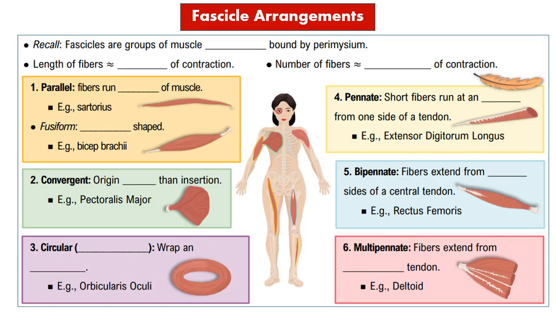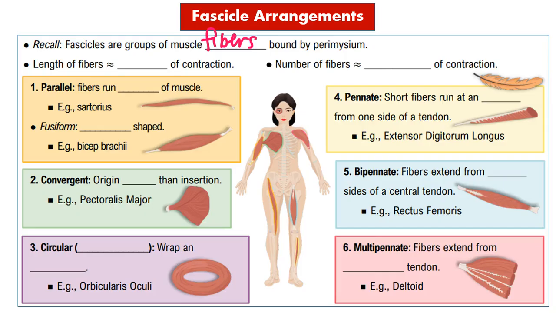So we have to recall that fascicles are groups of muscle fibers that are bound by perimysium. Remember that, okay? And based on how these fascicles are actually shaped, we can understand something about how the muscle works. Shape is important, and structure is going to help dictate function.